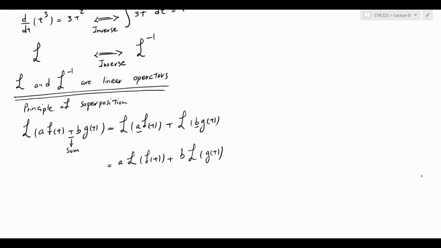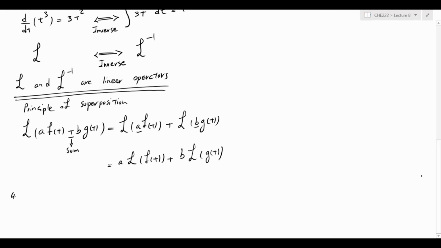This property will be very useful when we get to use the Laplace transform as a tool to solve linear ordinary differential equations. And finally, before I can use the Laplace transform to solve any ODE, I have to define the Laplace transform of a derivative.